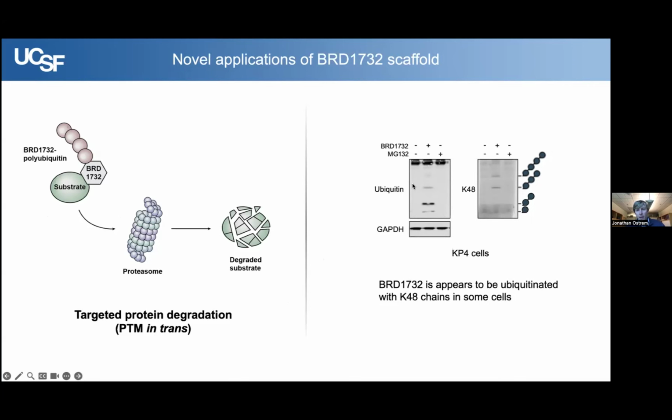So far, in several cell types, we've seen upwards of 4 ubiquitin molecules put onto BRD-1732. We've confirmed that the linkage of that polyubiquitination is K48. And so I think that there's a lot of promise here for the possibility of polyubiquitination of a small molecule to direct the degradation of a protein.